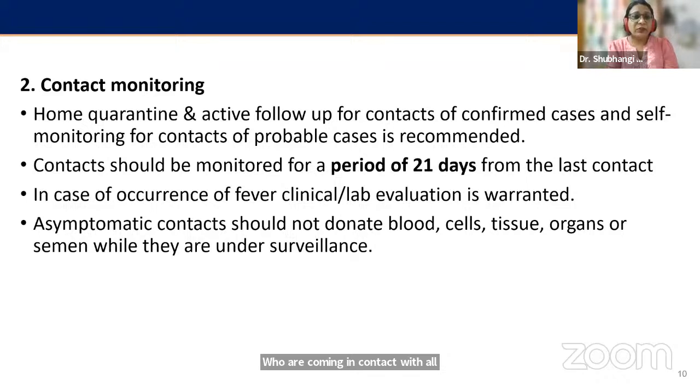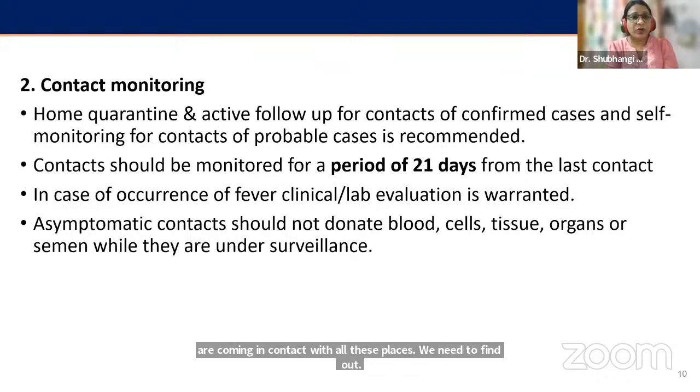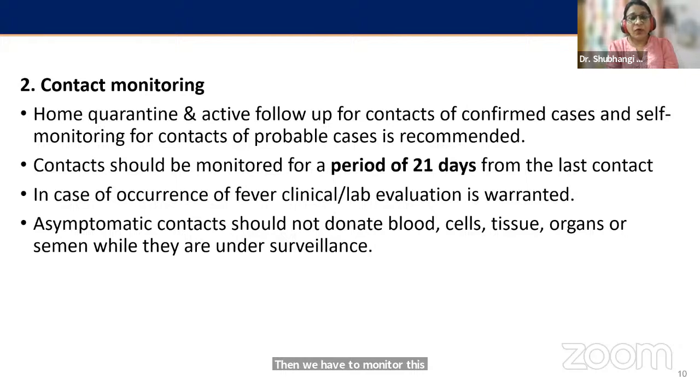Then we have to monitor these contacts, with home quarantine and active follow-up for the contacts of confirmed cases. Self-monitoring is what we recommend at this stage for the contacts of probable cases. Contacts should be monitored for a period of 21 days from the last contact, and in case of occurrence of fever or clinical symptoms, lab confirmation is requested. Asymptomatic contacts should not donate blood, cells, tissues, organs, or semen while they are under surveillance.